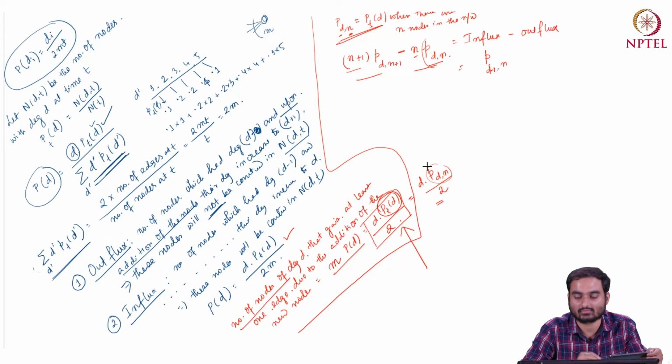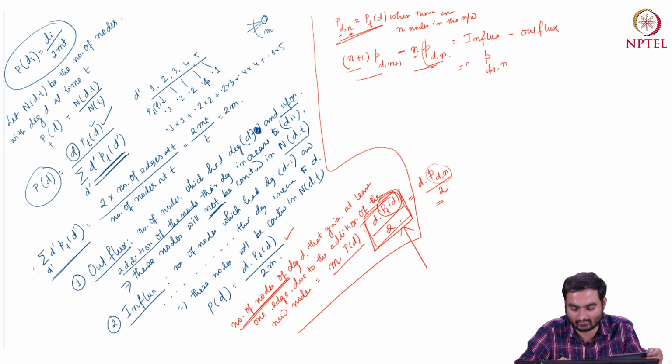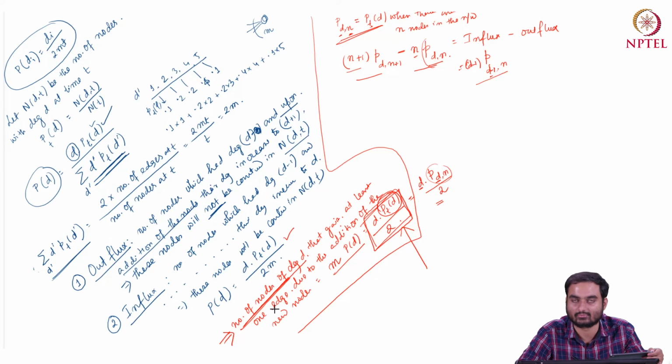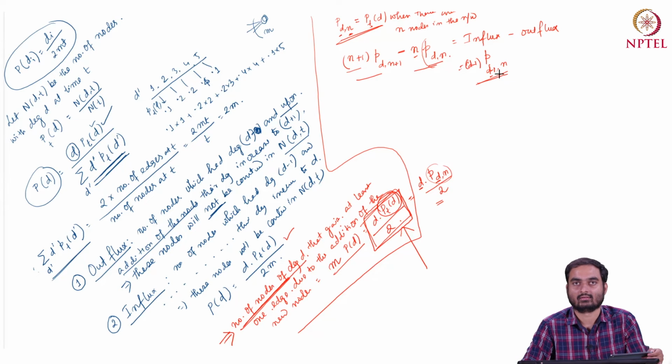And what is the total number of such nodes? Times n. We have already seen that the total number of nodes with such degree is this one. So, let us write it using this equation. If this is d, this would be d minus 1. So, this quantity indicates the number of nodes with degree d minus 1 that gain at least one edge due to the addition of this new node. Now, this will contribute to the quantity that we are interested in. So, this is influx, okay.